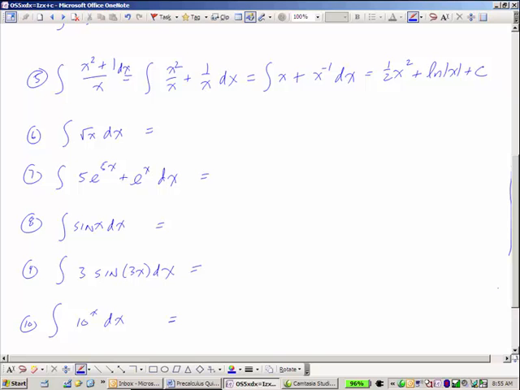Drew, calling someone. 2/3 x to the 3/2 plus c. All right. Talk to us, Sam. Okay, so that's the same as x to the half. So x to the half, you need to increase the exponent by 1. So 1/2 plus a half is 3/2. And then you need to divide by 3/2. Well, dividing by 3/2 is the same as multiplying by 2/3. That was well played. Nice.